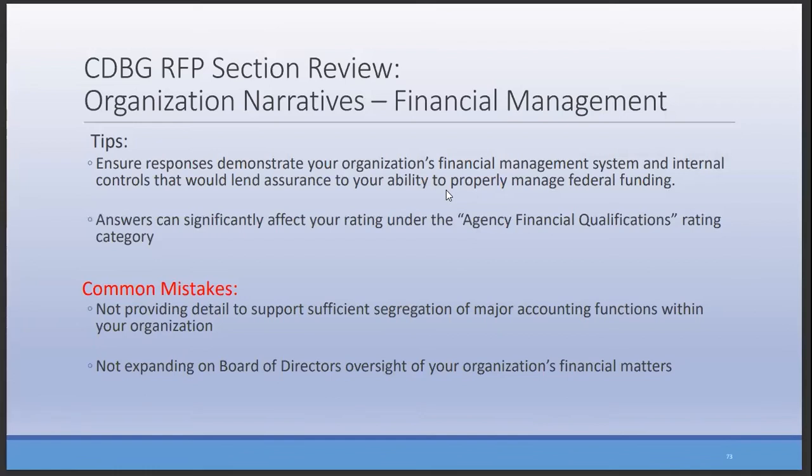Agency financial qualifications rating category. Along with not providing sufficient detail and supporting sufficient segregation of major accounting functions, another common mistake is not providing sufficient detail on your board of directors oversight regarding organizational financial matters.